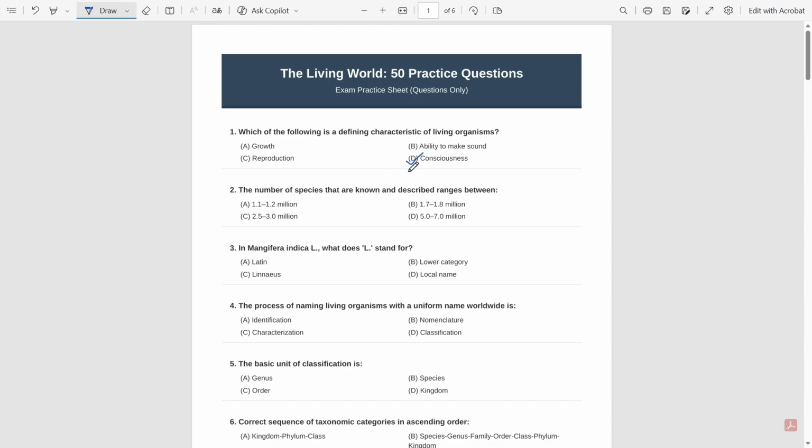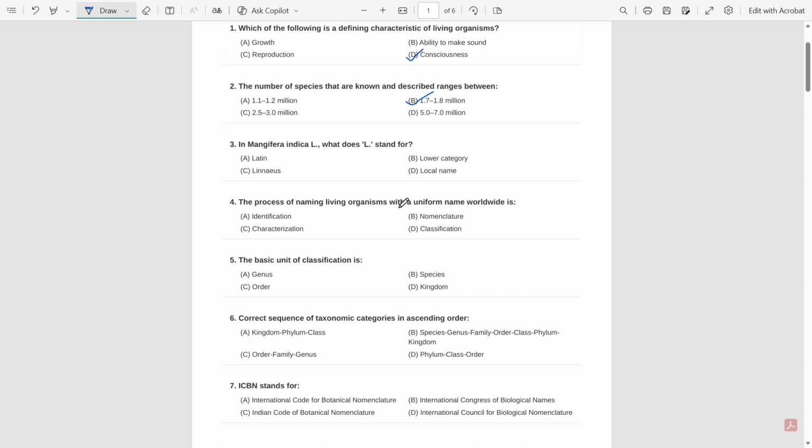The number of species that are known and described ranges between A. 1.1 to 1.2 million, B. 1.7 to 1.8 million, C. 2.5 to 3.0 million, D. 5.0 to 7.0 million. The answer is B. Why? This refers to the currently documented biodiversity globally.